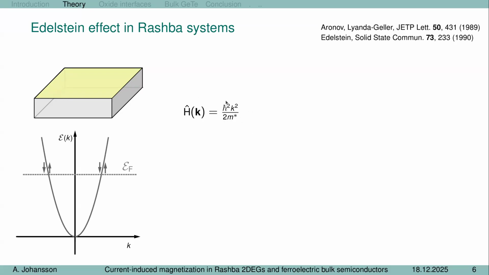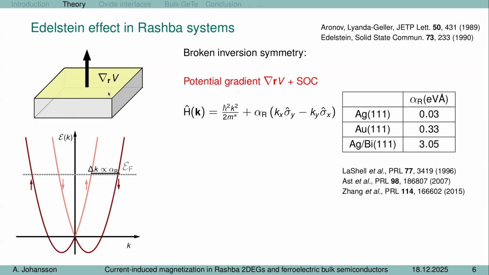So we have a parabolic band structure, which is twofold spin degenerate. However, at our surface, inversion symmetry is broken. So above the surface, we have vacuum, and below we have some material. So the structure already breaks inversion symmetry. And this means we have a potential gradient in the direction of the surface normal. And this potential gradient, together with spin-orbit coupling, leads to the emergence of an additional term in the Hamiltonian, which we call the Rashba spin-orbit coupling term.